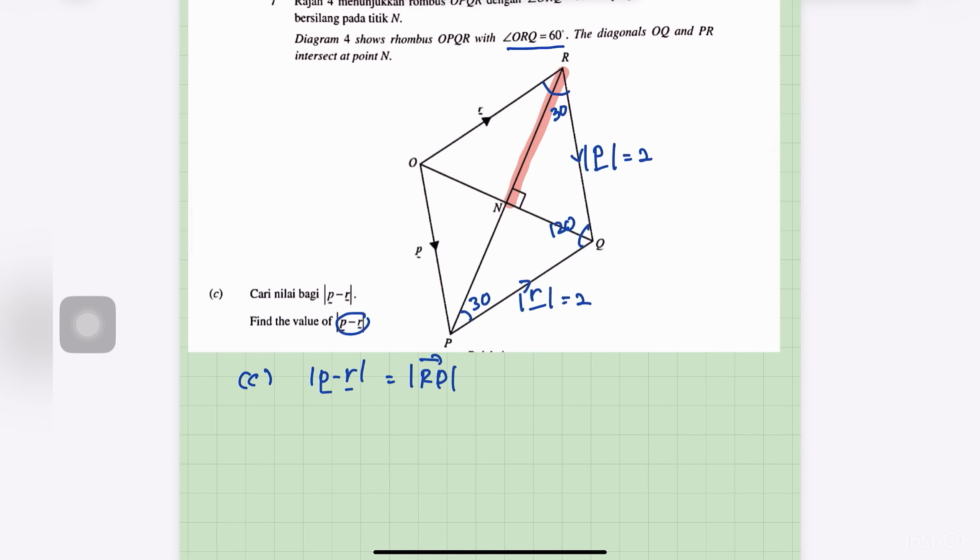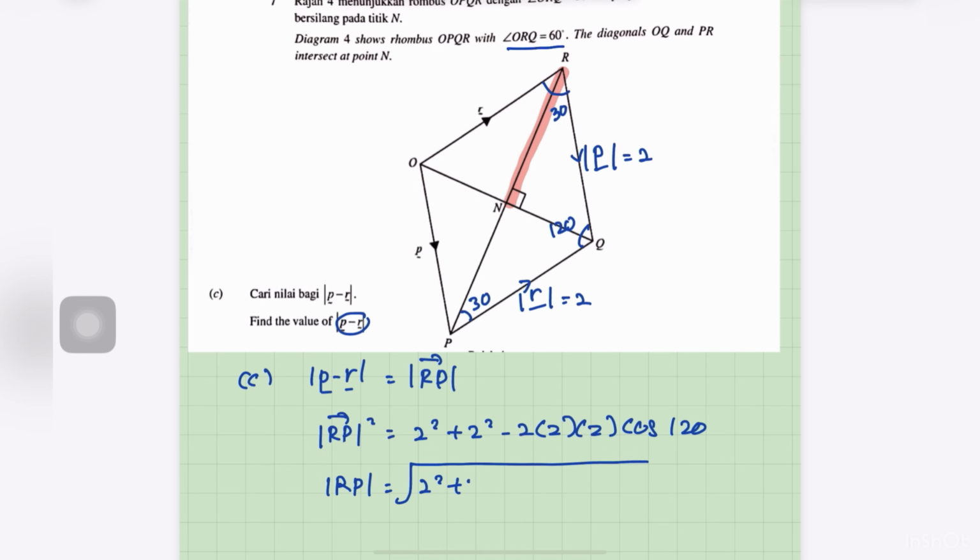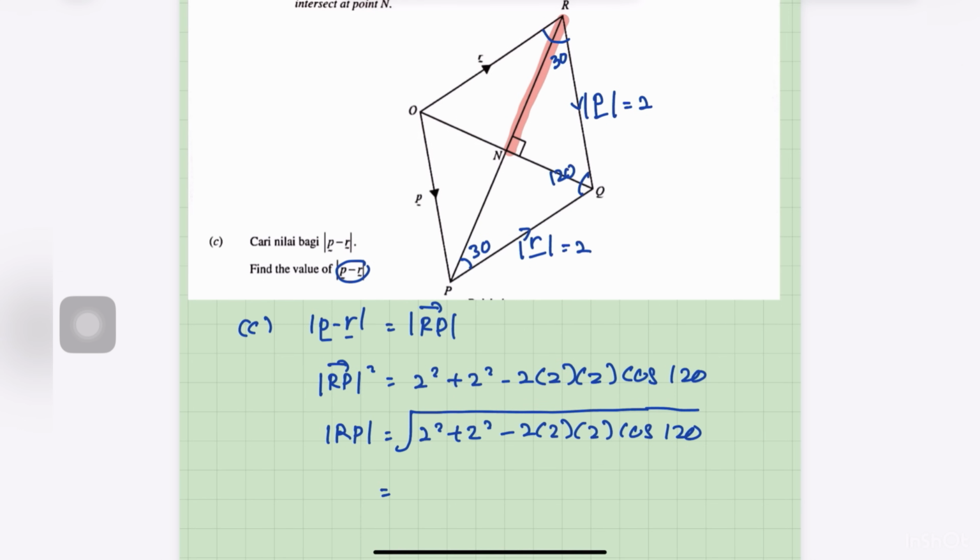So we can find RP, okay, the magnitude of RP. So the magnitude of RP squared equals 2 squared plus 2 squared minus 2 times 2 times 2 cos 120. So we can find the magnitude of RP equals the square root of everything. So the square root of 2 squared plus 2 squared minus 2 times 2 times 2 cos 120. Okay, so this one equals 3.4641.